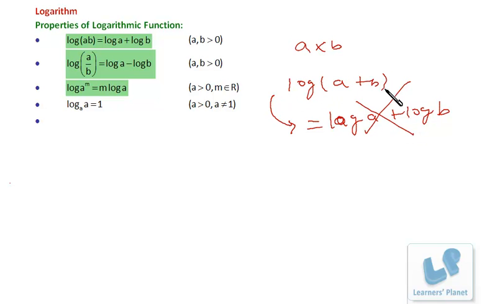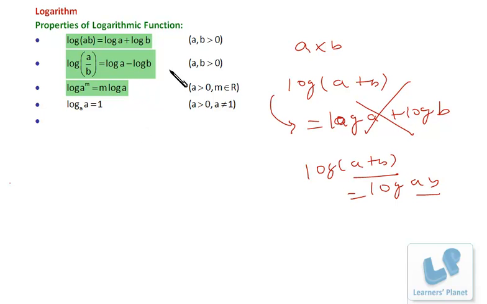If you write log of a plus b also as log of a plus log of b, that means log of a plus b is equal to log of ab. How can a plus b be equal to ab? It's not necessarily always true. So be very careful about it. Do not make this blunder, this mistake. The next thing, log of a by b, when a is divided by b, is actually log of a minus log of b.